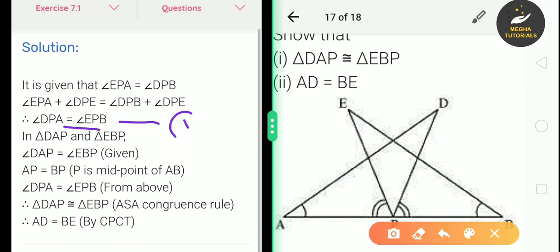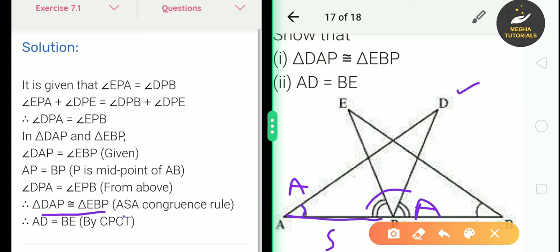Give this equation 1. Now in two triangles, triangle DAP and triangle EBP, angle DAP is equal to angle EBP. It is given. AP is equal to BP, P is midpoint, it is also given. And angle DPA equal to angle EPB from 1. Select any one triangle. So we are selecting triangle DAP. In this triangle, angle DAP, then side AP, and angle DPA. So angle side angle. Therefore, triangle DAP and triangle EBP are congruent by ASA congruency test.